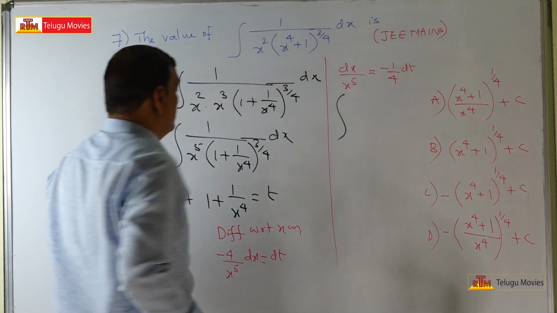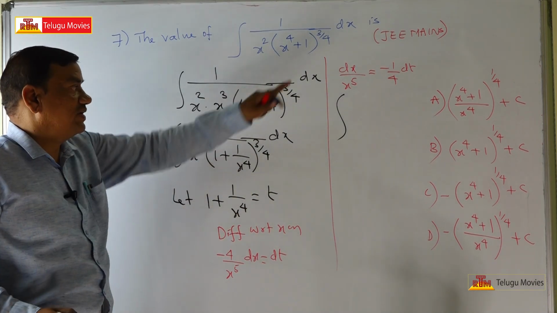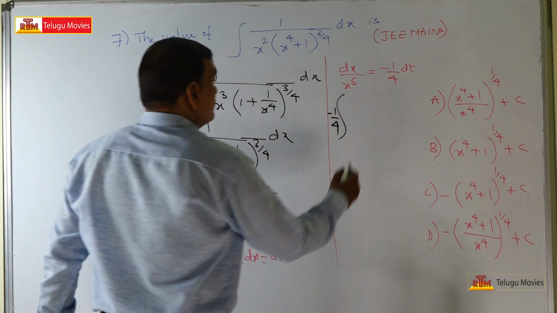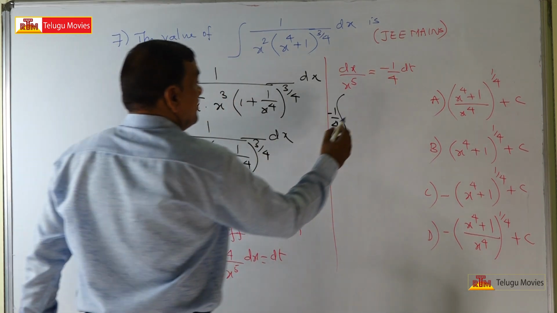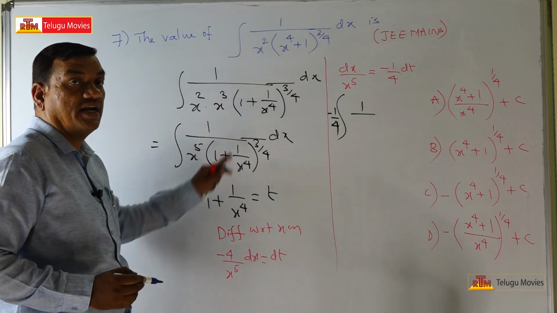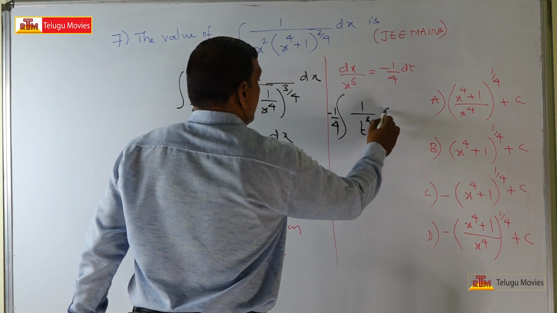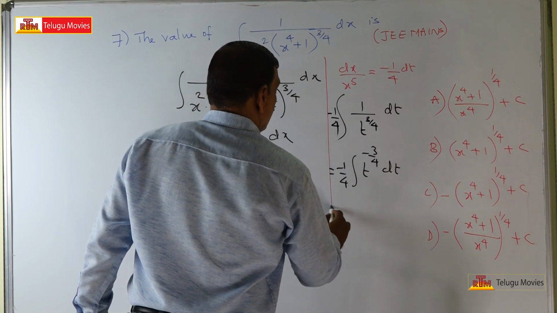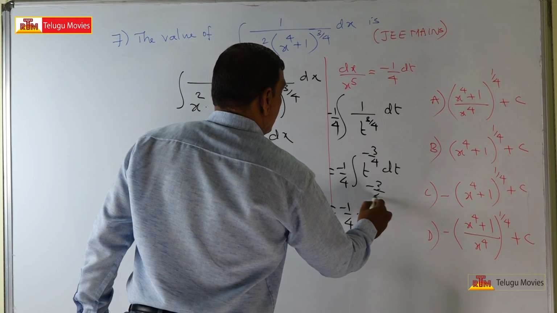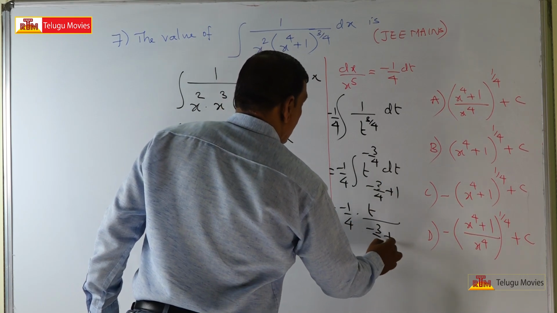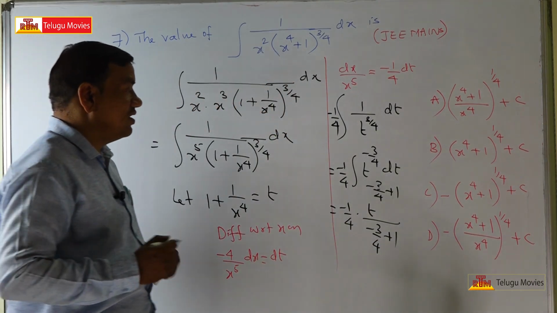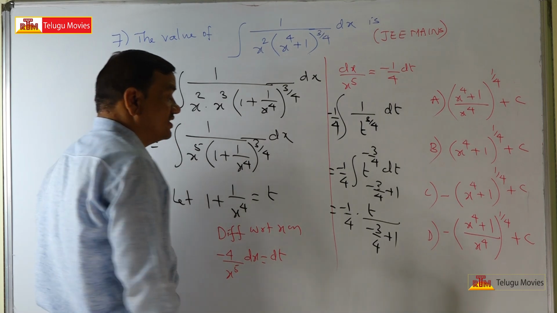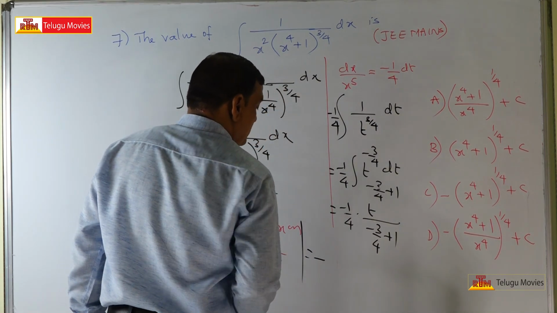Now it becomes: dx upon x power 5 becomes minus 1 by 4 dt. You can write minus 1 by 4 outside as a constant, and the rest is 1 by t power 3 by 4 dt, where the whole thing we have taken as t. So this is minus 1 by 4 integral of t power minus 3 by 4 dt. So this is minus 1 by 4 times t power (minus 3 by 4 plus 1) divided by (minus 3 by 4 plus 1). Understand? If you observe, minus 3 by 4 plus 1 becomes 1 by 4. The 1 by 4 will get cancelled.